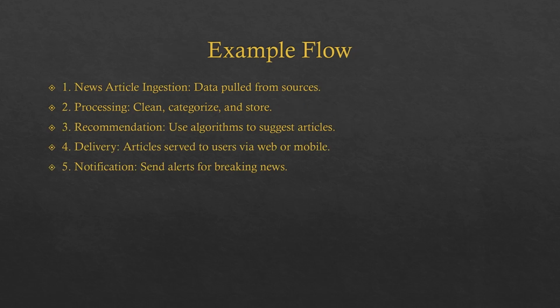Let's walk through an example flow of how the news aggregator works. First, news articles are ingested from various sources. Then they are processed, categorized, and stored. The recommendation engine suggests articles to users based on their preferences, and the articles are delivered through the web or mobile interface. Finally, users receive notifications for breaking news, ensuring they are always up to date.